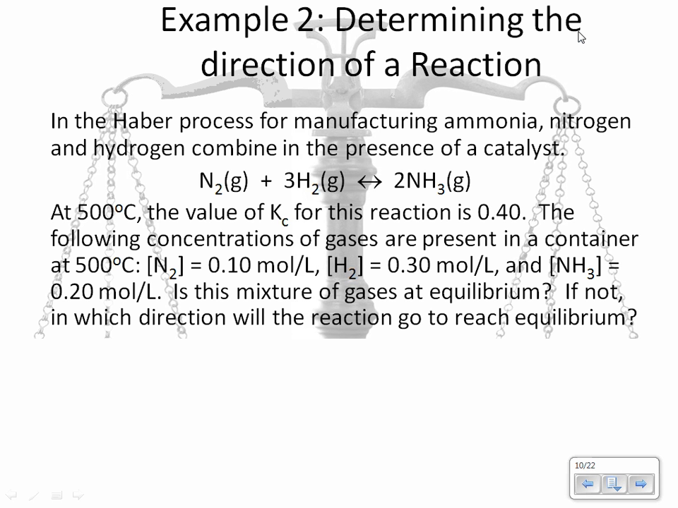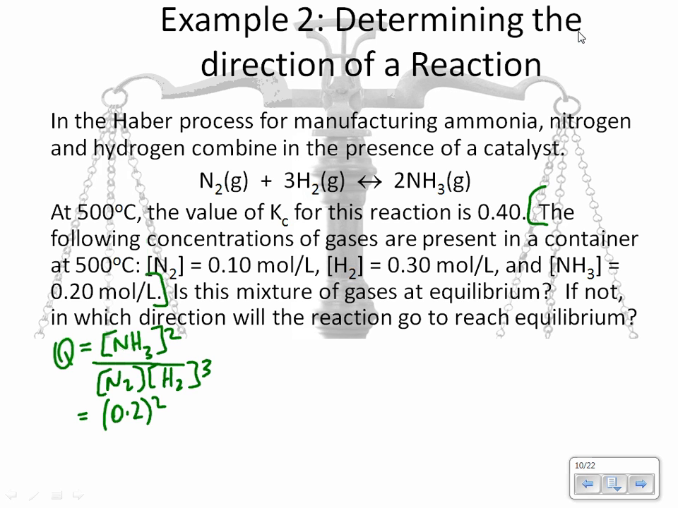If we go through the answer now, the following concentrations of gases are present in this container. Those are my initial concentrations, and those are going to be used for my value for Q. Again, we do products over reactants. So I do NH3 squared over N2 and H2 cubed. And I punch in my numbers straight from the question. In this case, I get 0.2 squared divided by 0.1 and 0.3 cubed. If I punch that into the calculator, hopefully you've already done that, you get 14.8. That's your value for Q.